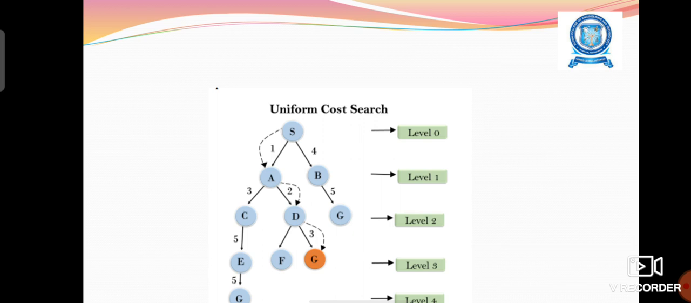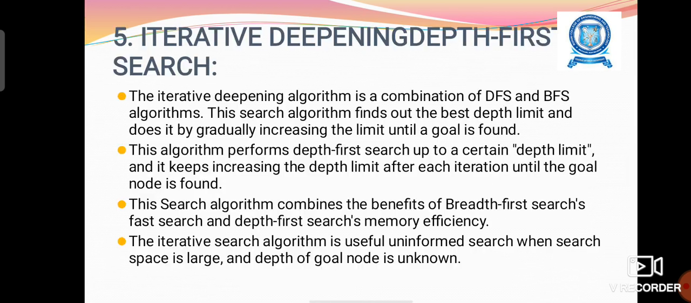From A there are two nodes, C and D. When comparing the cost values, A to D is the least cost path, so it will go to D. In this way it will choose the path with the minimum cost until it reaches the goal node. So this algorithm is called uniform cost search.